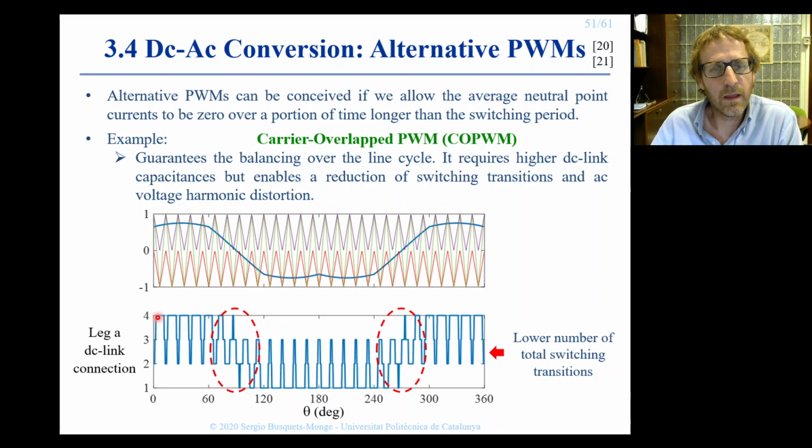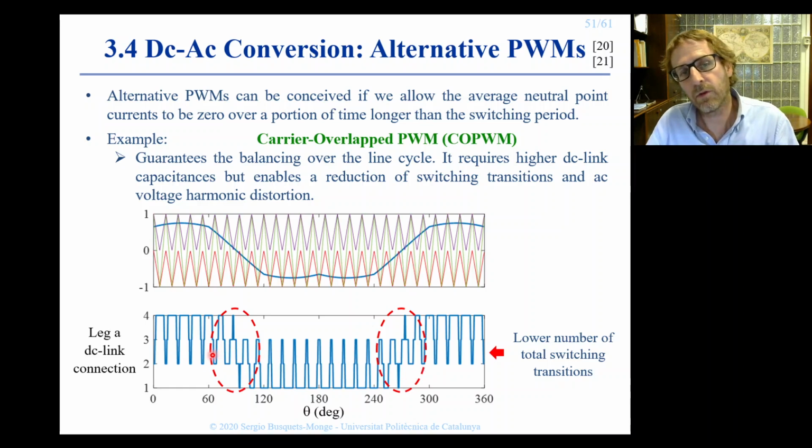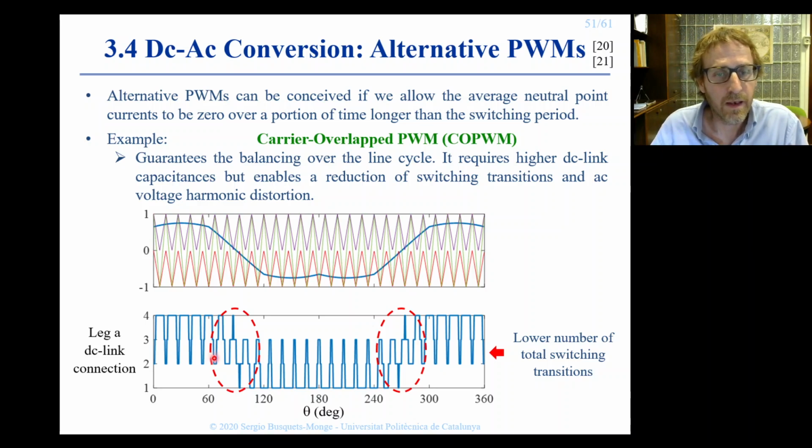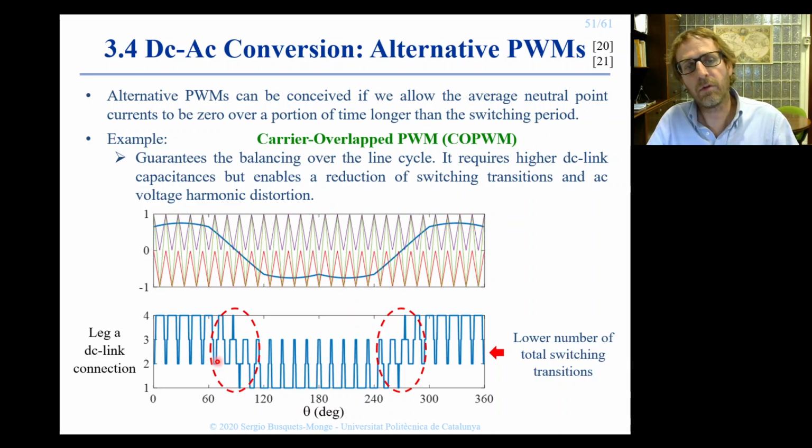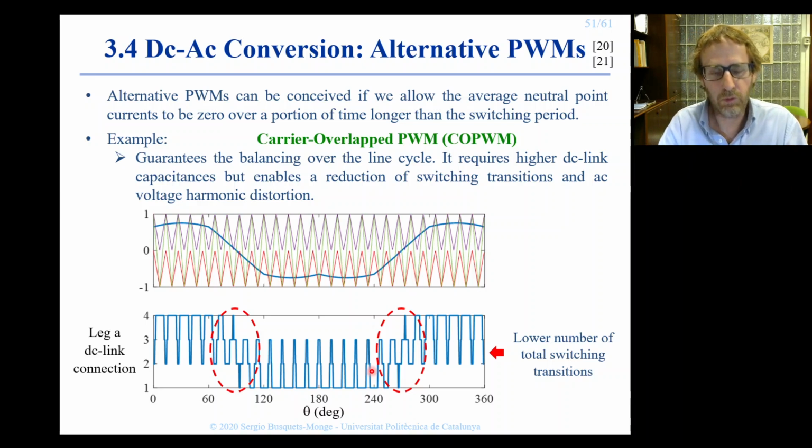The resulting leg voltage pattern is shown here in blue, and we can notice that during these 60-degree periods, where the virtual vector pulse width modulation had connections to all DC link points, now we only have connections to 3 DC link points. So we can already see that this pulse width modulation will present a lower number of switching transitions compared to the virtual vector pulse width modulation.